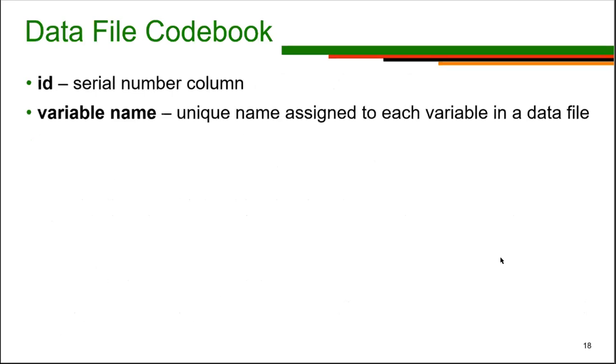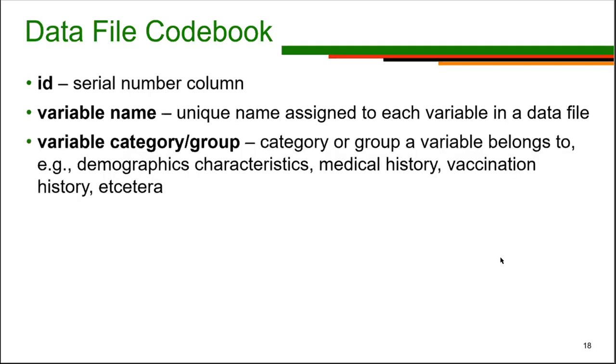And then the second column is simply the variable name. So this is the unique name that is assigned to each variable in your data file. As we did say, you want each variable to have a unique name to make it easy for analysis. And then you have your variable category or group. So this could be a category or group that a variable belongs to.